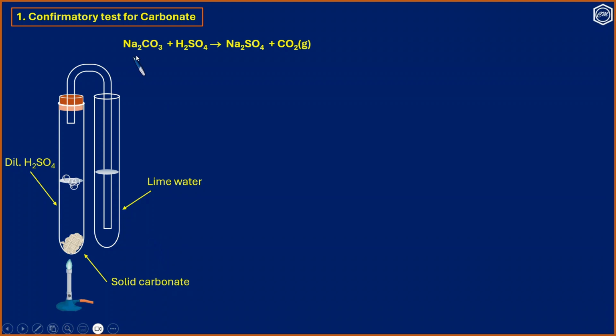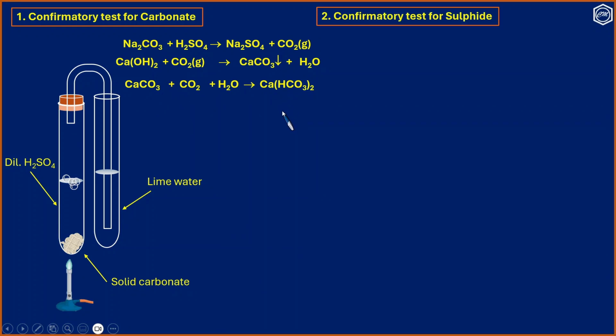Suppose that we have taken sodium carbonate, and sodium carbonate reacts with sulfuric acid giving sodium sulfate and carbon dioxide gas. Lime water is calcium hydroxide. When carbon dioxide is passed through lime water, calcium carbonate precipitate forms. This calcium carbonate appears as milkiness. Now, if you pass excess carbon dioxide through the solution, the calcium carbonate is converted to calcium bicarbonate, or calcium hydrogen carbonate, which is soluble in water.